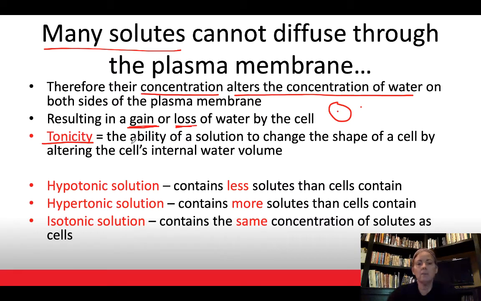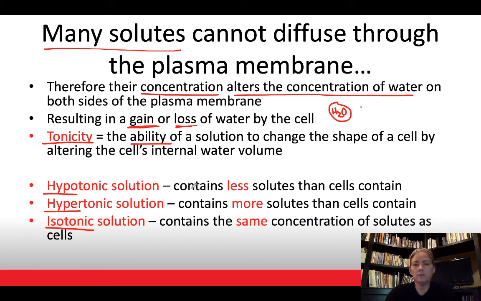And this is the ability of a solution to change the shape of a cell by altering or changing the cell's water volume inside the cell. Okay, so how much water is present inside the cell? Well, we can do that by altering tonicity. And so what we look at here is cells that are in a hypotonic solution, cells that are in a hypertonic solution, and then cells that are in an isotonic solution.